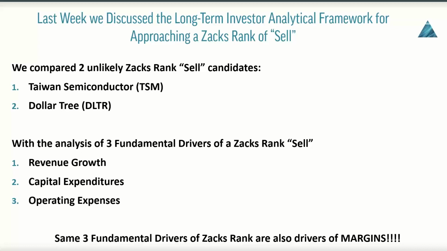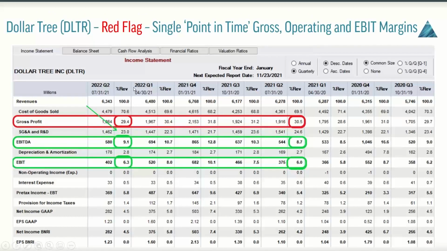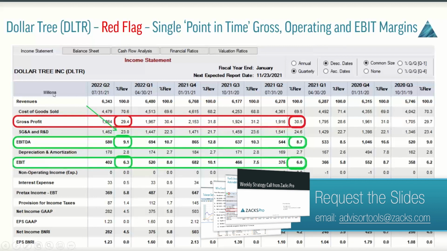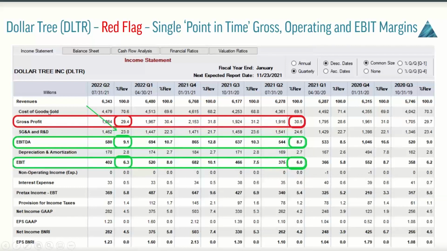What I didn't tell you last week is that the three fundamental drivers of the Zacks rank are also drivers of margins, and that's what we're going to talk about today. So again, from last week, just very quickly, on the screen, I have the summary standardized financial statement, specifically the income statement out of the Zacks Research System. And I just wanted to briefly review for Dollar Tree the significance of the format of these financial statements. Again, this is a financial statement that I designed years ago to make margin analysis very simple. And what I want you to pay attention to are these indented rows.